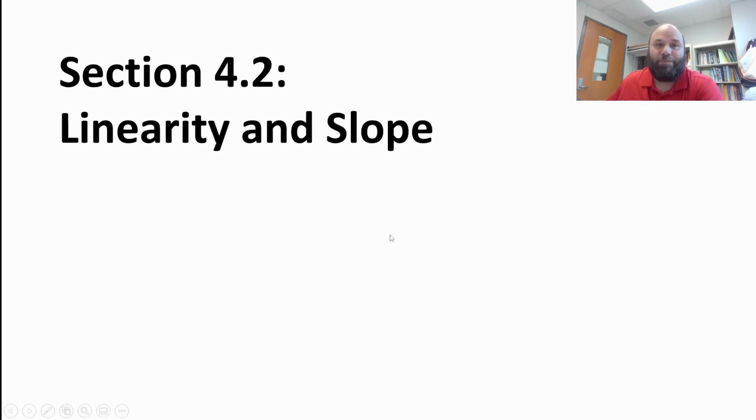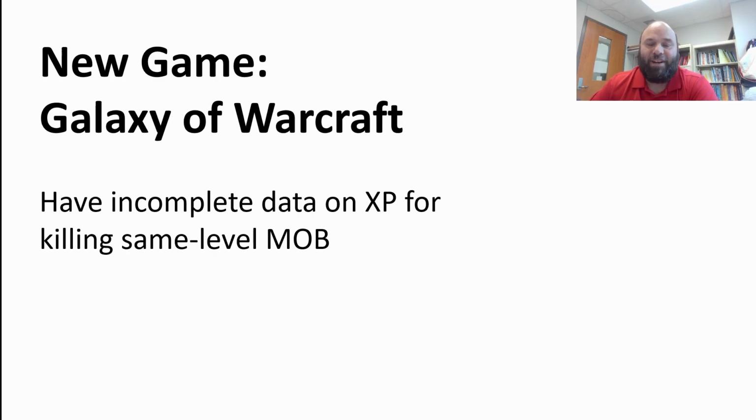So let us start with a new game. All right, it doesn't exist, but I made it up. But it's for purposes of illustrating something. So instead of World of Warcraft, it's Galaxy of Warcraft, right? Bigger scale. And so suppose we have some incomplete data on XP for killing the same level MOB. I've now learned that MOB is monster or beast. So anyhow, let's take a look at what the data we have is, and we're going to try to figure out how much additional XP I get for kills as I change from one level to the next.